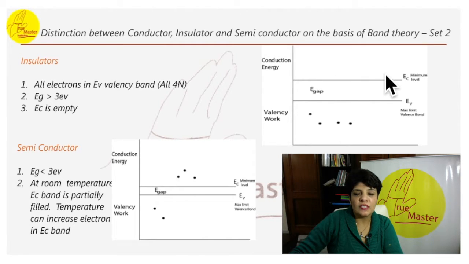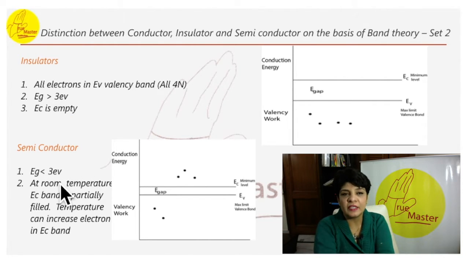Here we come on to semiconductors. In the case of semiconductors, if you notice, this Eg is smaller than this gap. So Eg is less than 3 eV. For an insulator, this gap is more than 3 eV. Here the gap is less than 3 eV. So the energy gap is smaller than that of an insulator.